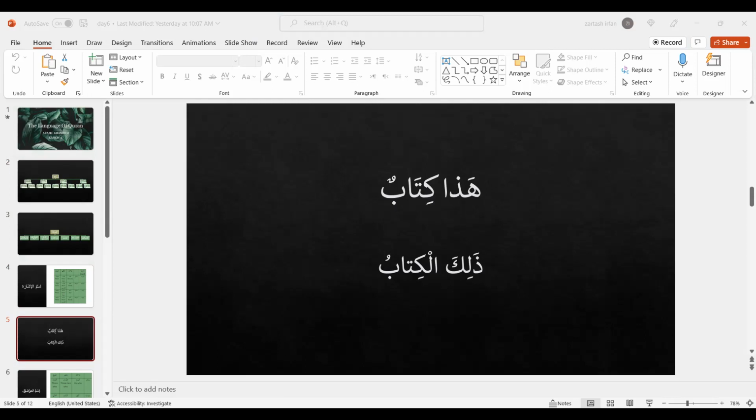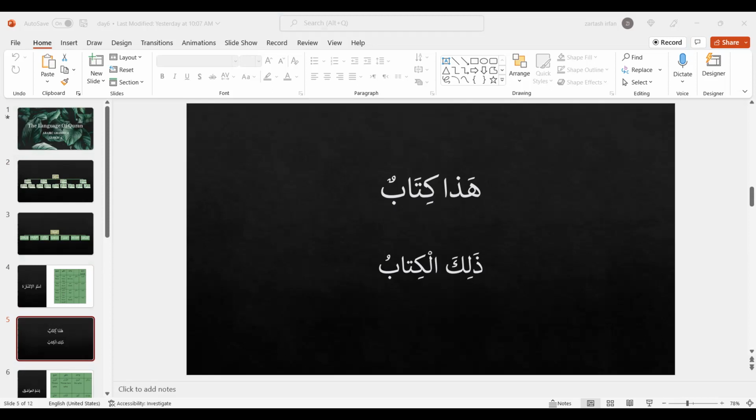Musharun ilayhi, and that is kitab. The word which is used as a pointer is called ismul ishara, and the object which we are pointing to is musharun ilay, and in this case it is kitab. Haza kitabun. Haza is ismul ishara, kitabun is musharun ilay. Ismul ishara and musharun ilay are combined to give us a complete sentence.